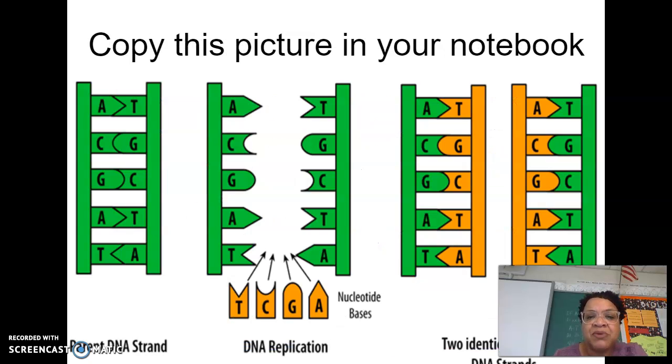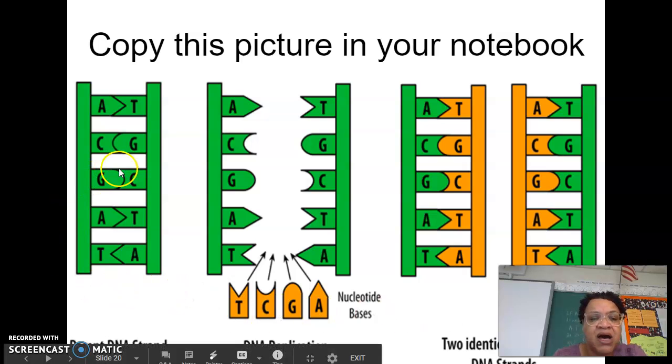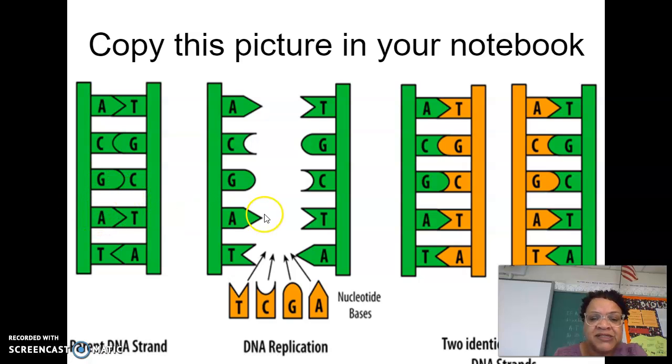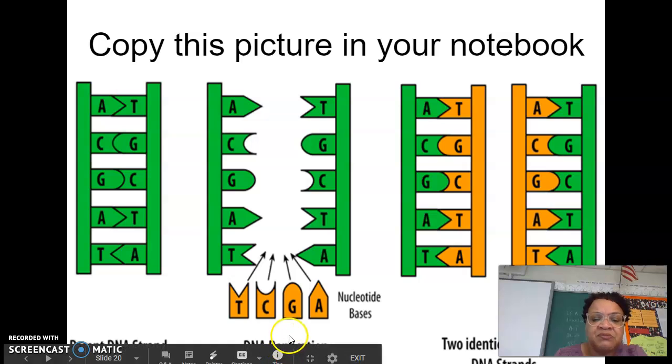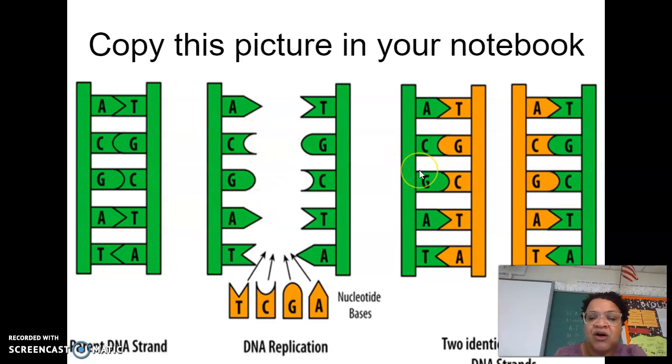So I want you to copy this picture in your notebook. Pause this video if you need to. And again, the DNA model has been unwound here. We unzipped it. DNA polymerase attaches the new bases, complementary base pairing, to each template on the old parental strand, and then you have your result. Two 100% genetically identical daughter cells.